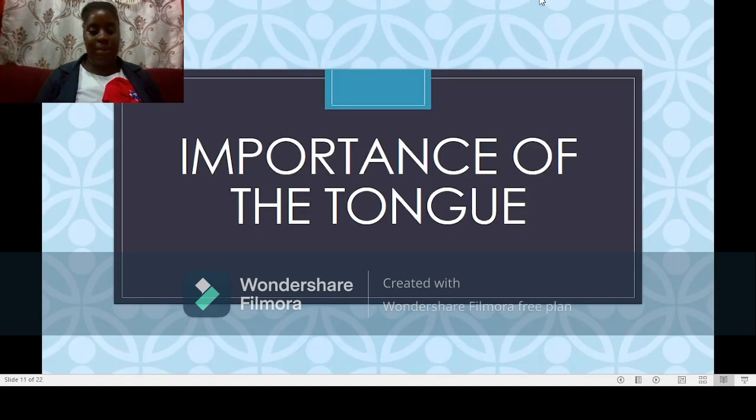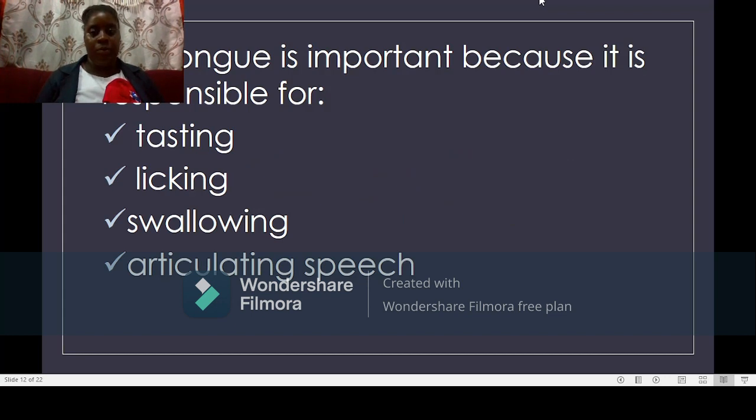Next, we have the importance of the tongue. Now, what is the purpose of the tongue? Right? So the tongue is important because it is responsible for tasting, licking, aiding in swallowing, and the articulation of speech. Now, when I say the articulation of speech, I mean the tongue assists us in talking. If we do not have a tongue, we cannot speak clearly. The most you would be able to do is make sounds, but we won't have any words coming out.